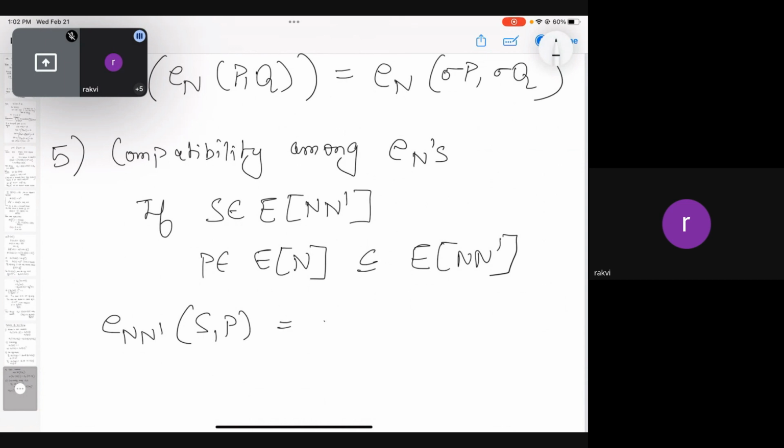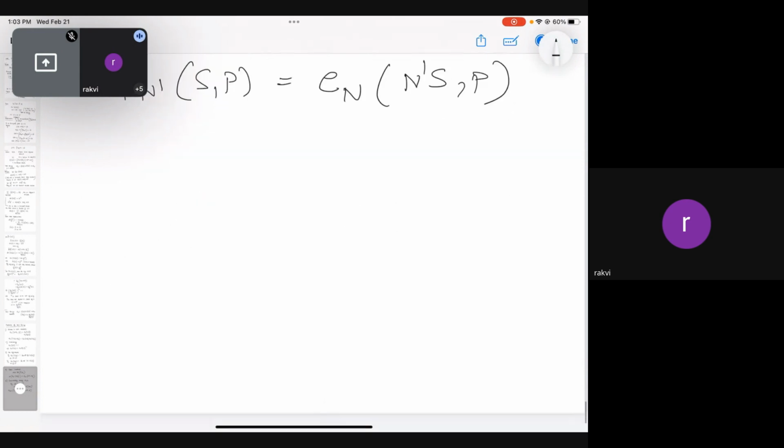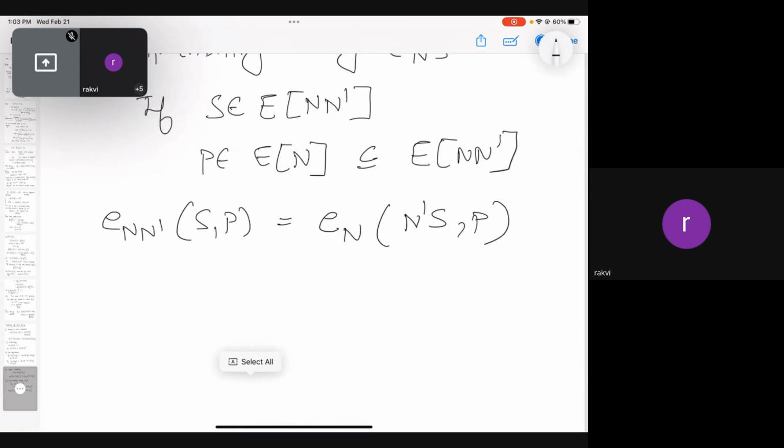The connection is that this pairing is the same as doing the pairing on n prime times s and p. Since n times n prime of s is 0, n prime of s is n torsion, so n times that is 0. So they are compatible in this way. And yeah, I think these are all important properties at least.